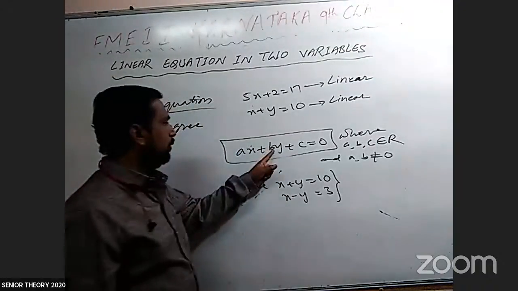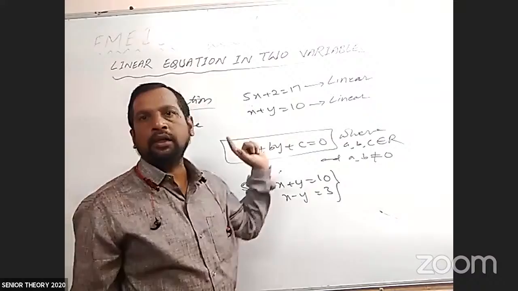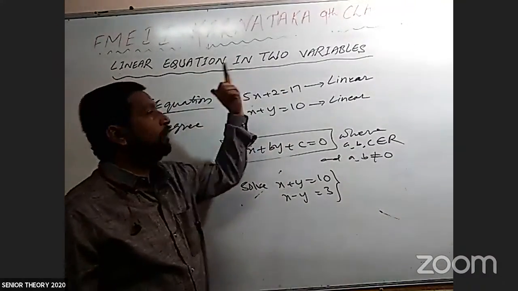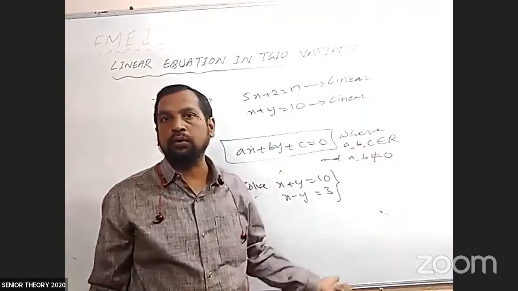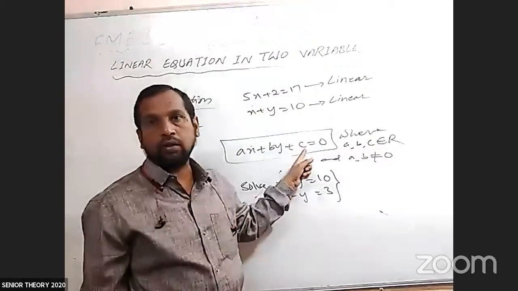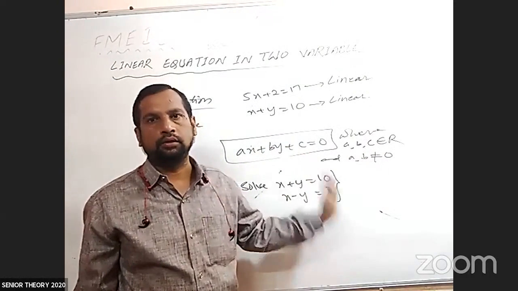ये 0 नहीं हो सकते. अगर ये 0 हो जाएगा तो हमारा वेरिएबल ही आउट हो जाएगा. तब हमारा लीनियर इक्वेशन ही 2 वेरिएबल से 1 वेरिएबल हो जाएगा. इसलिए यहाँ पर 0 नहीं हो सकते. ये 0 हो सकता है, लेकिन a और b 0 नहीं हो सकता.